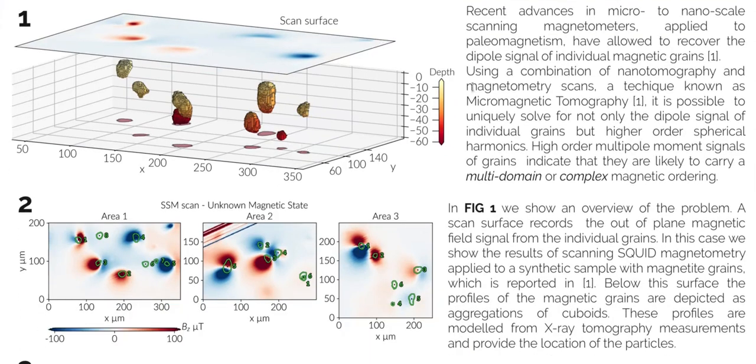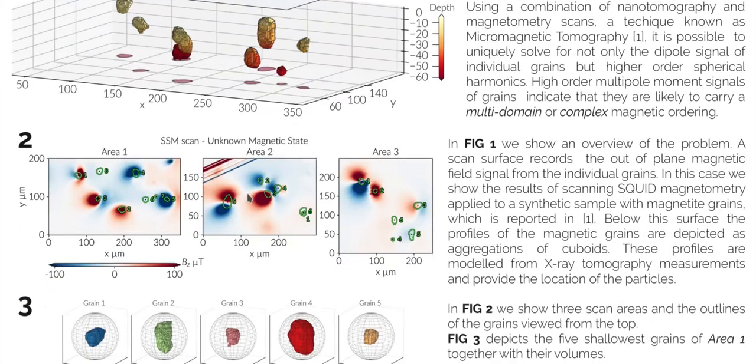Using a technique known as micromagnetic tomography, where we combine scanning magnetometry and X-ray tomography, we can invert for the signal of each individual grain. In this work, we take the results of reference 1, where the magnetometry results show the out-of-plane magnetic signal of every grain, as you can see in figure 2.